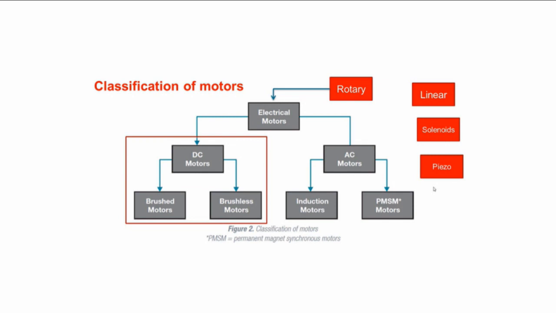On your screen, you can see electric machine, one of type rotary, another, the red blocks, linear. Also, we have two types, DC and AC motors. Okay, DC motors have two categories, brushed DC and brushless DC, and also AC, induction motor and PMSM motor. PMSM motor means permanent magnet synchronous machine.